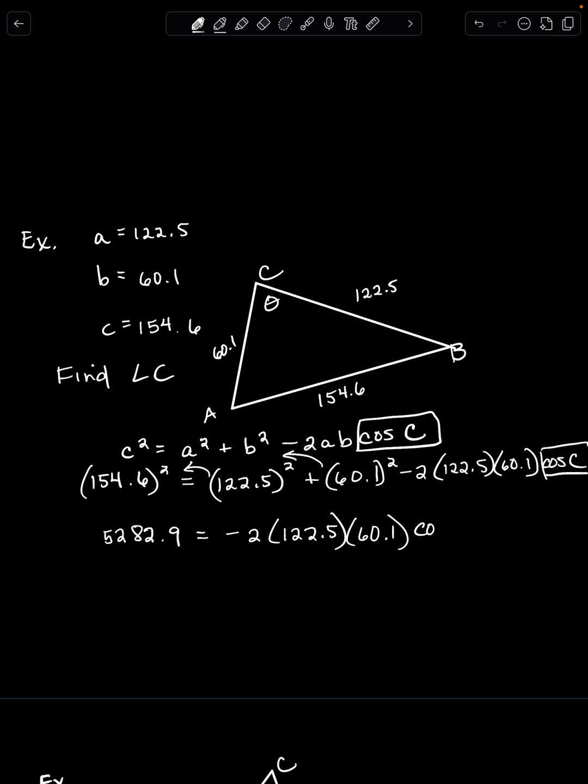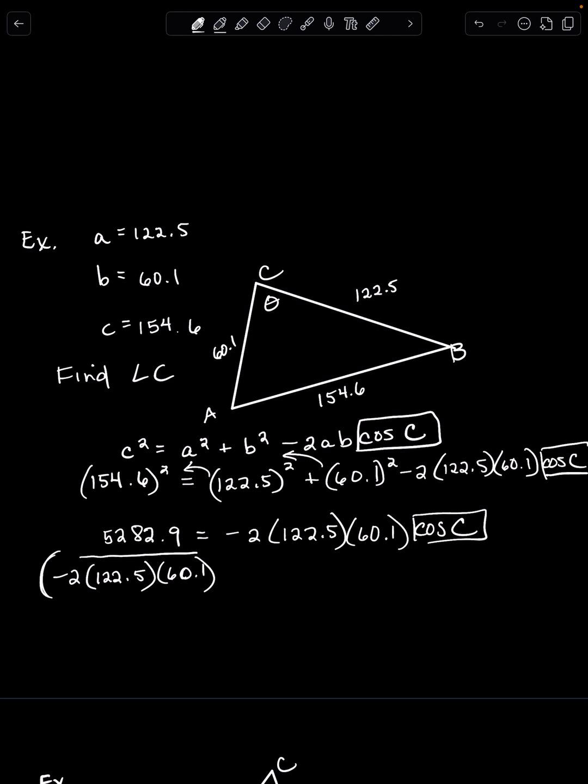Times the cosine of c. All right, I'm still isolating the cosine of c, so I'm going to divide all this by negative 2 times 122.5 times 60.1. Now, this is going to be very important. When you divide all this, you have to put this in parentheses.